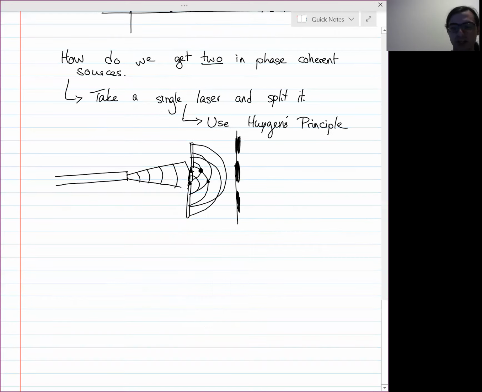So the idea, just to summarize, is we take a light source and we split it using Huygens' principle. And the reason why those light sources are still in phase is because they have traveled the same distance. Initially they started out in phase when they came out of the laser, and then those point waves travel the same distance to get to the two slits, so they're still in phase there. And then we can just treat them as two completely identical sources and then we get interference.